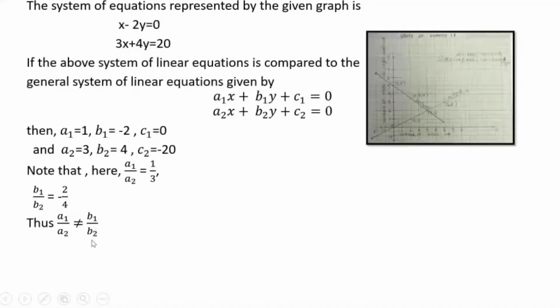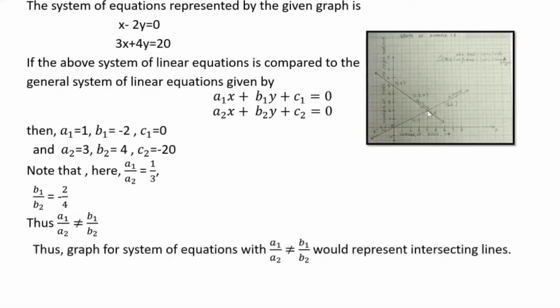Or conversely, if in case a1 upon a2 is coming not equal to b1 upon b2, for sure the graphical representation of the lines will be intersecting lines. The lines will intersect at one point and that one point will be the common solution, and so we'll be having one solution or a unique solution, we can say. So we can say that the graph of the system of equations with a1 upon a2 not equal to b1 upon b2 would represent the intersecting lines.